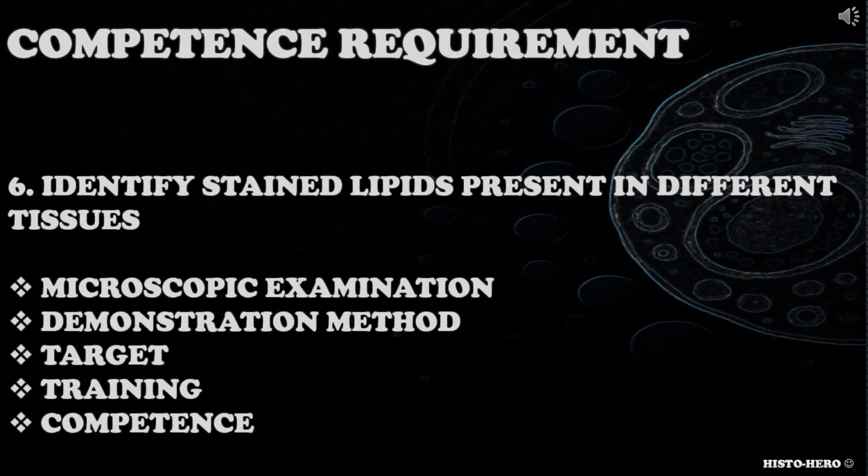The sixth competence requirement is identify stained lipids present in different tissues. Candidate should be able to identify lipids on a stained slide. Can the candidate identify lipids on a stained slide correctly? Do they use correct microscopic technique to identify them? Can they identify the demonstration method used to identify lipids?